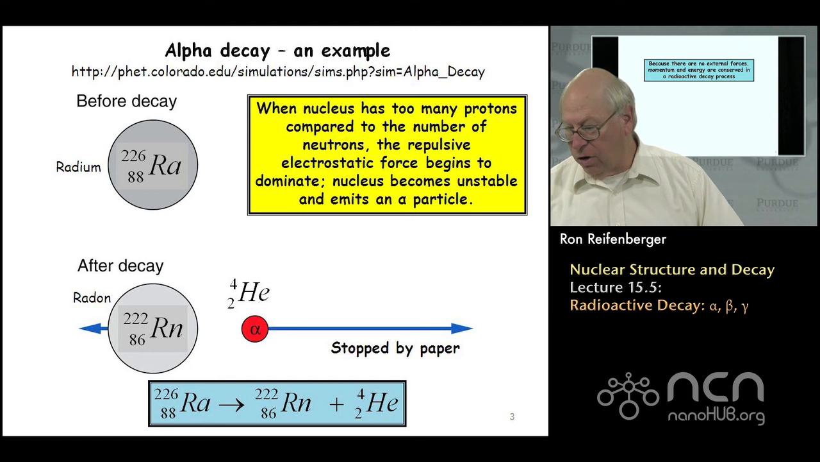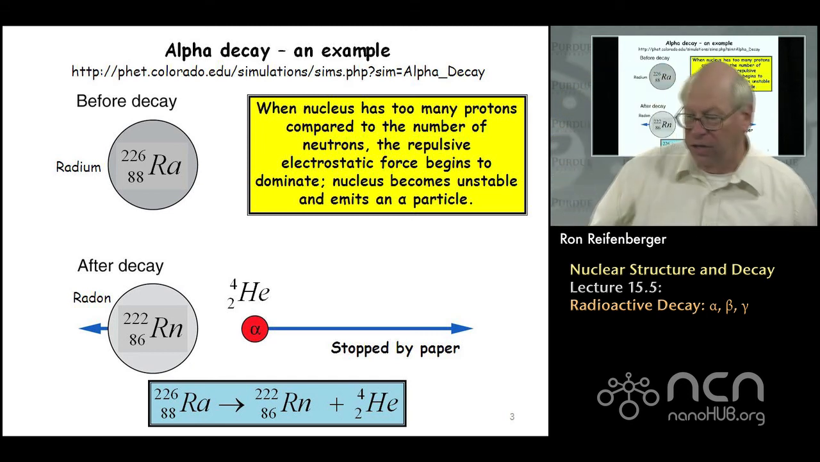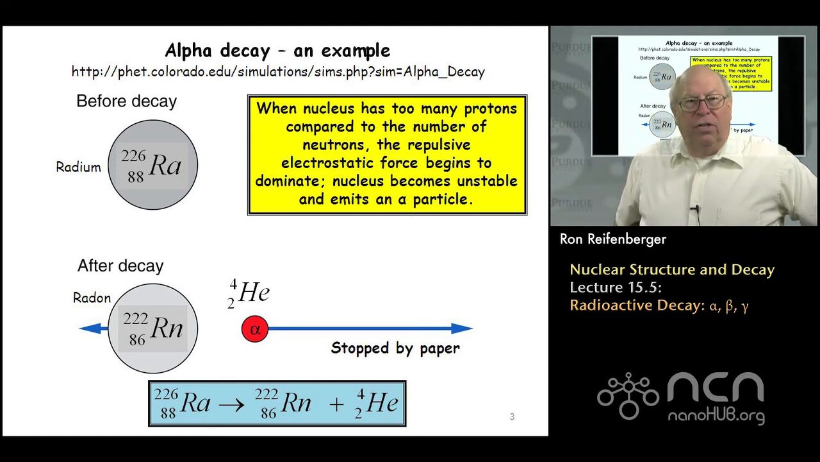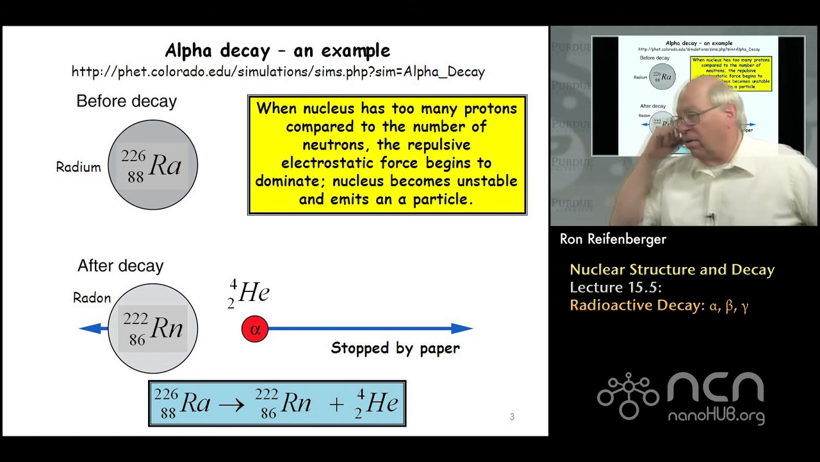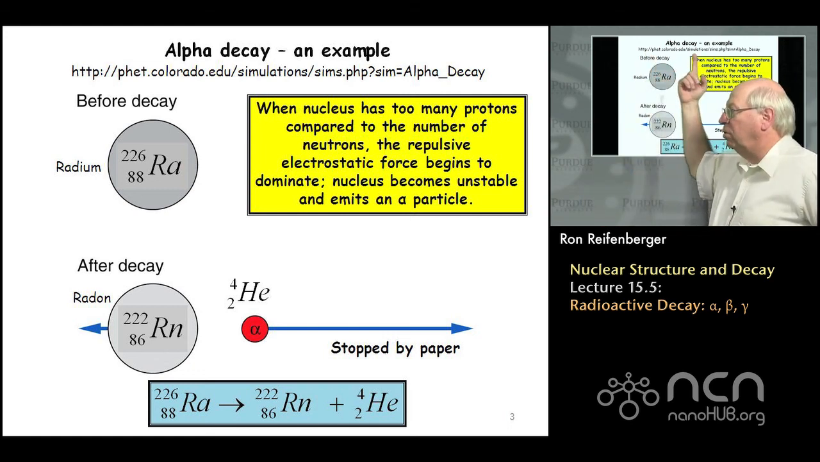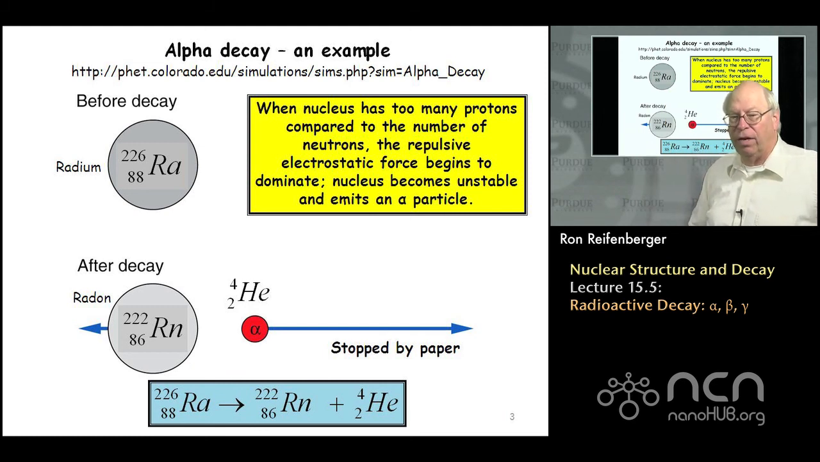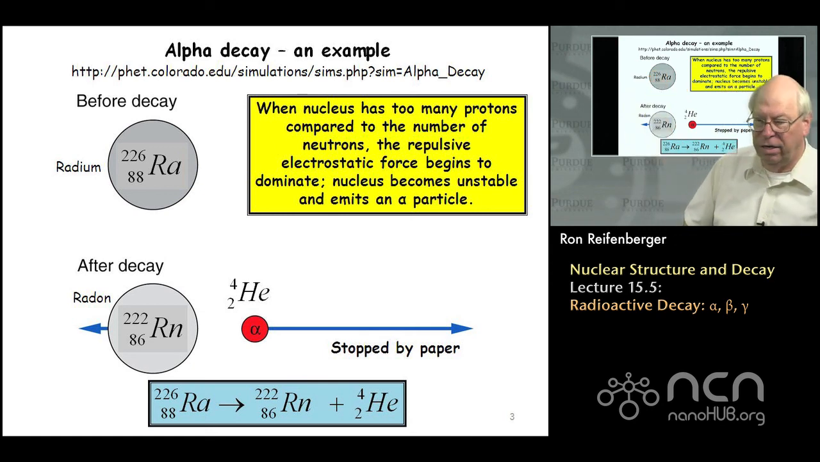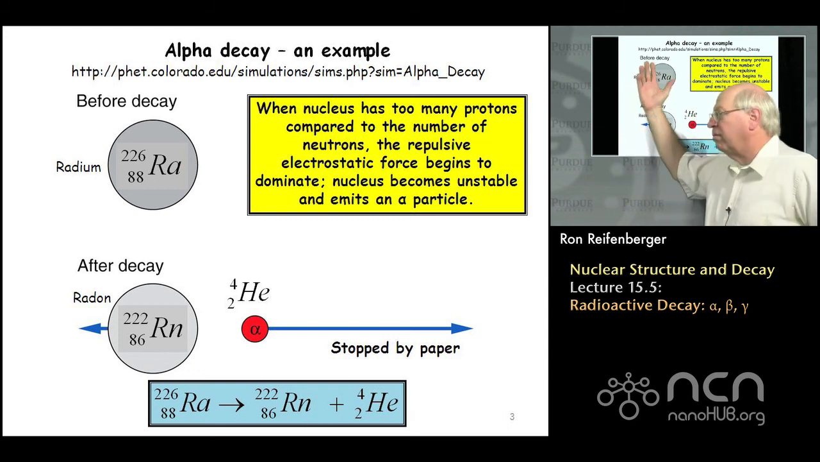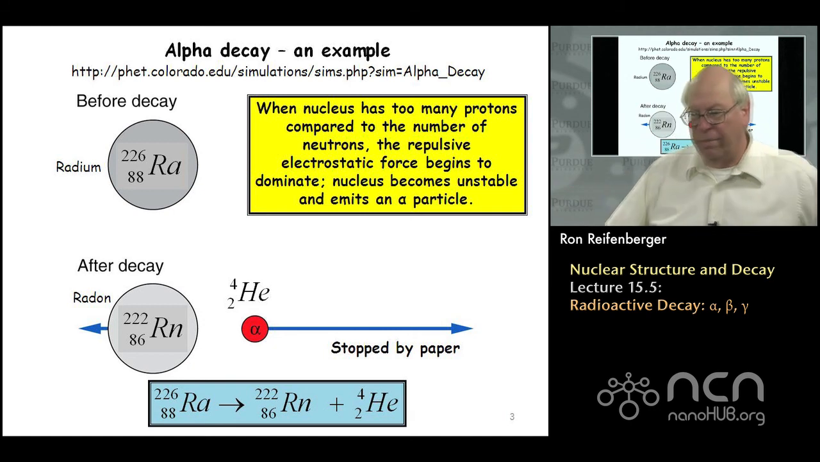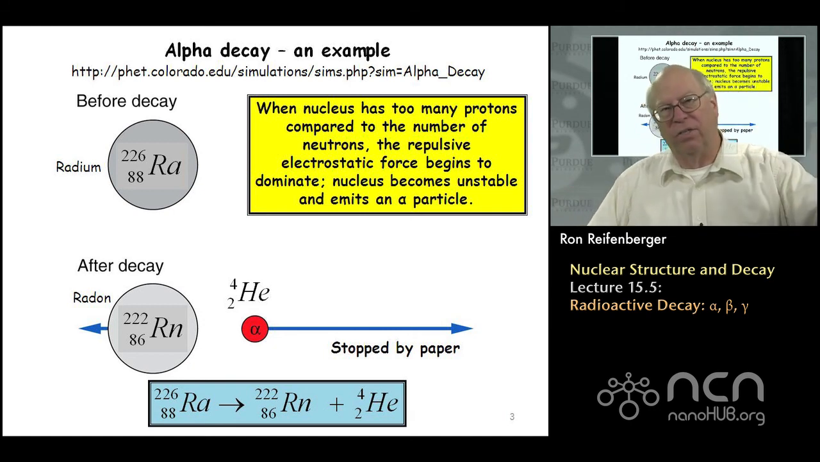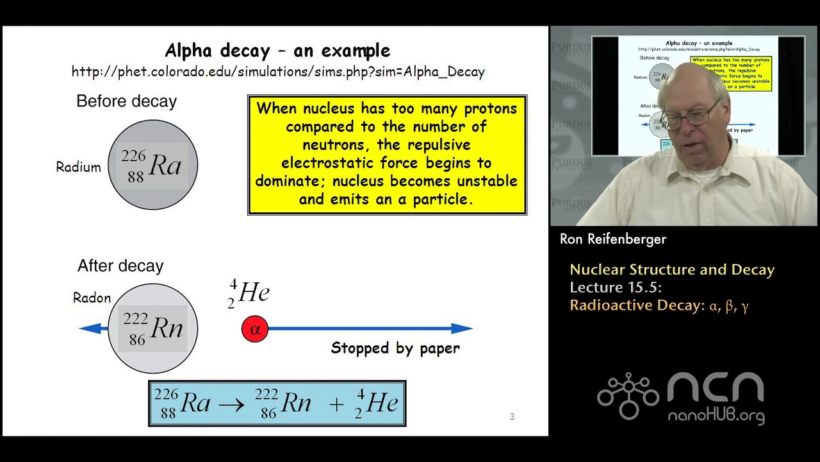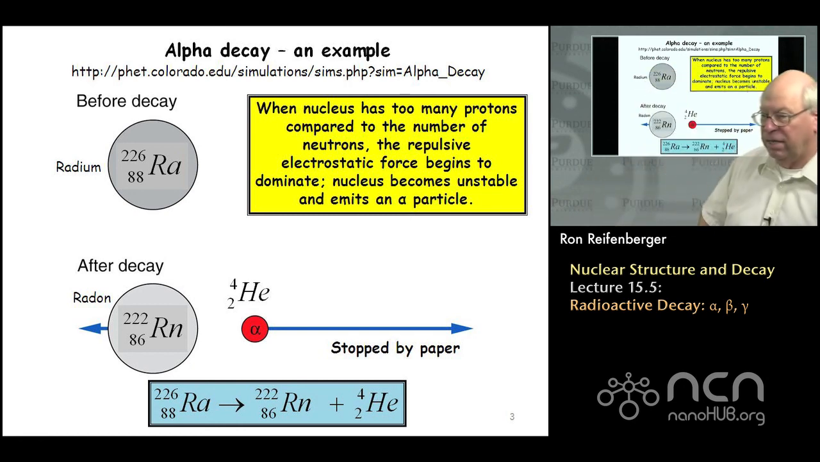So let's start first with the alpha decay example. In each of the three modes of decay, I list a website that you can go to. There are simulations on the web that allow you to investigate this alpha decay in more detail than I'm going to run through in this slide. So please, if you have the time and the interest, check out these various websites. So let's just talk about a typical alpha decay process.